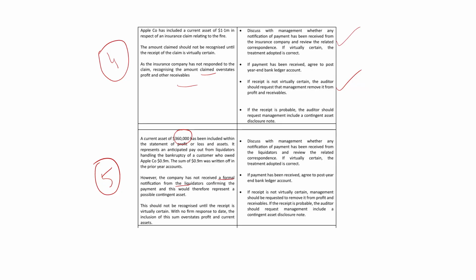If this is not reversed, you are going to be overstating your profit and assets. My plan or my response is I'm going to discuss this with the management to see if they have received any notification because of which they're virtually certain. Because if it isn't, I'm not going to let you book that asset and other income. So if you look at the trend, it's quite similar. And if you understand the first two examples, you automatically start getting the hang of the rest of them.